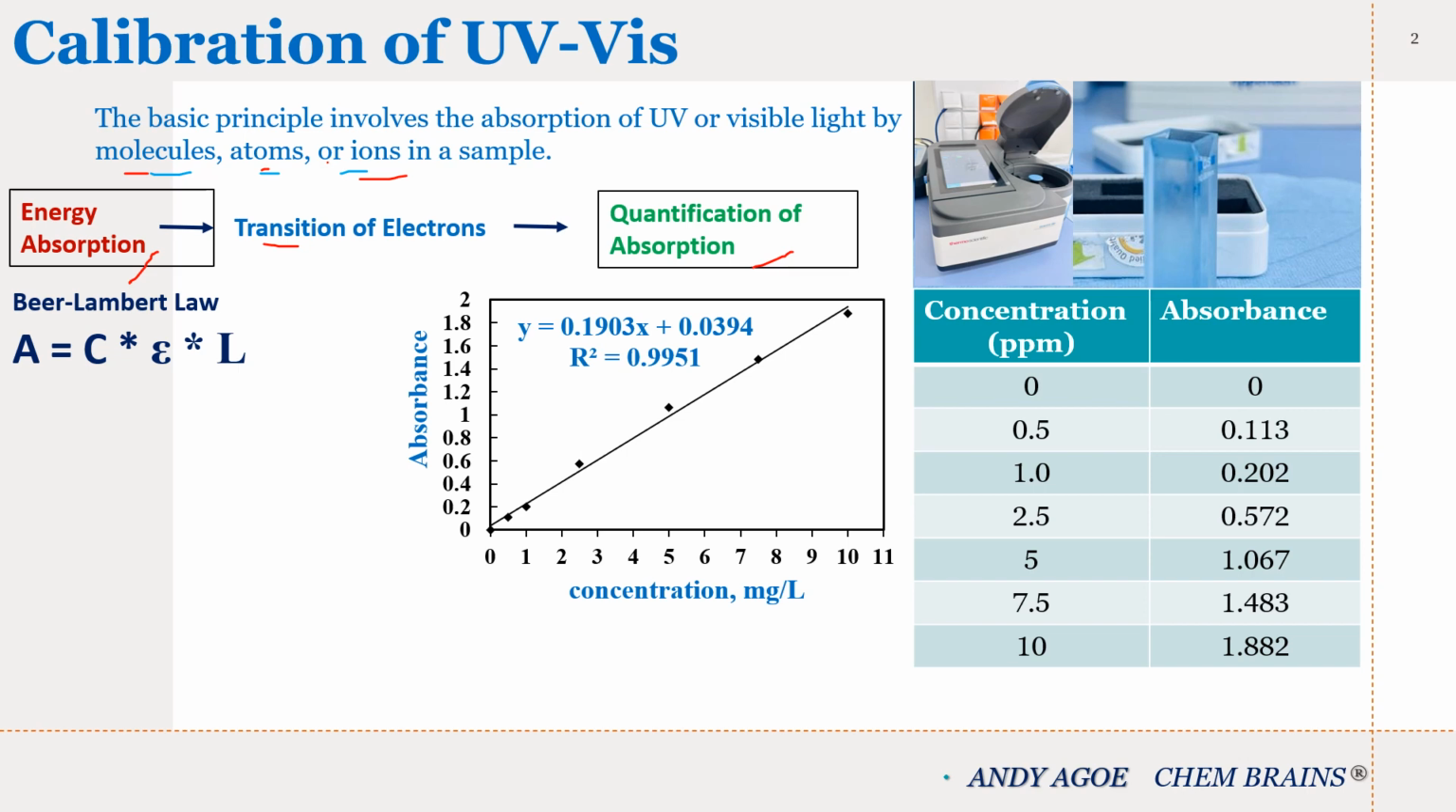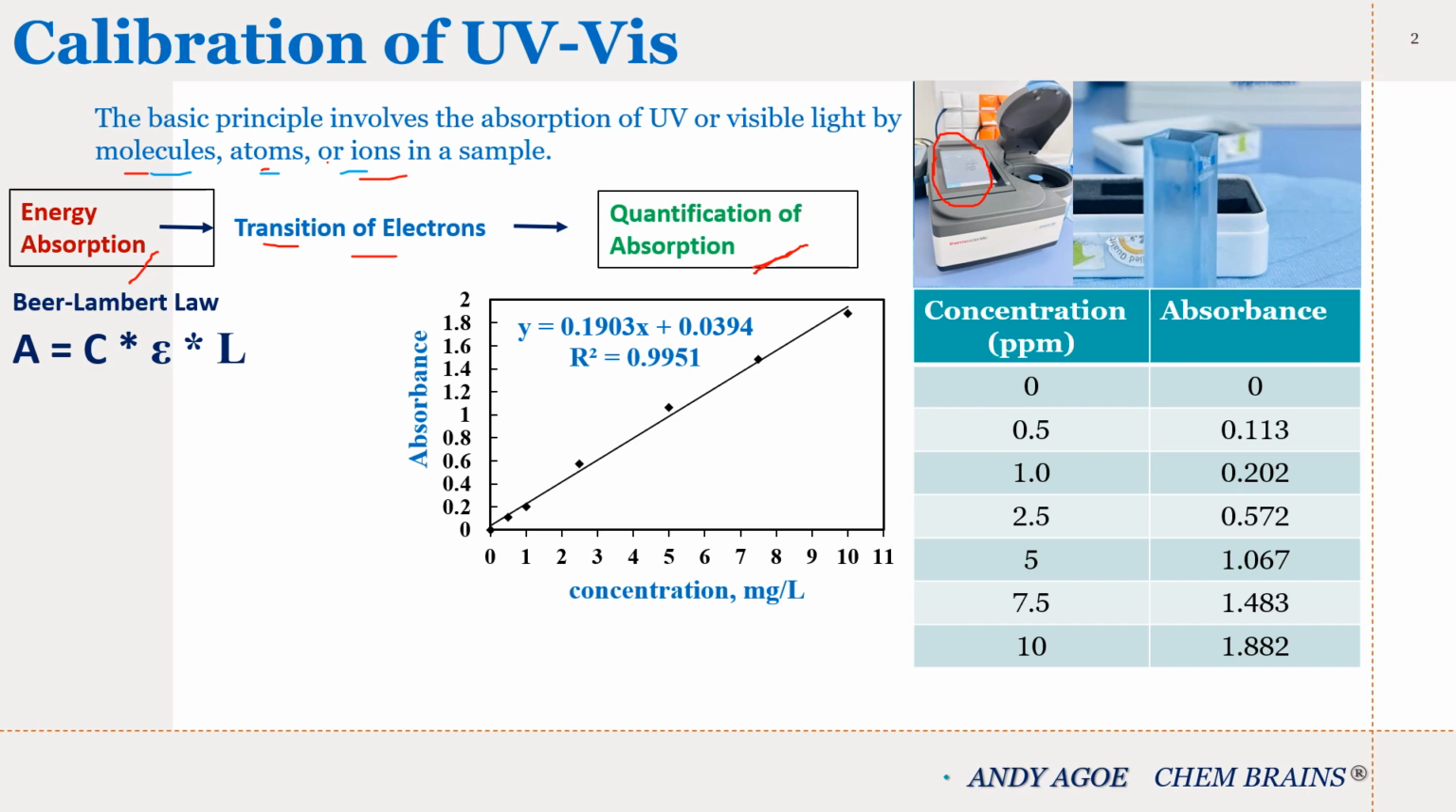Now the absorption of light will cause electrons to move from their lower energy levels to a higher energy level. However, note that the transition occurs when the energy of the incident photons matches the energy differences between the electronic states of the molecules. Okay, now what you need to do is the quantification, how much light has been absorbed. So the amount of light that has been absorbed by your sample at a specific wavelength is measured by a detector, and it is displayed on your screen as absorbance.